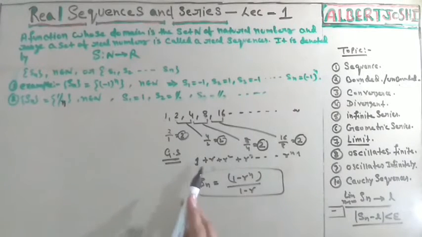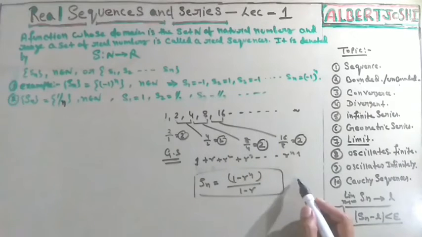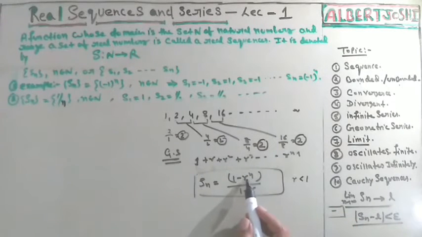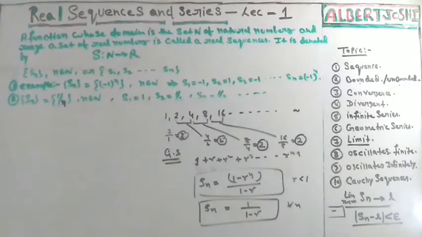So if this n is converging to infinite, and r is less than 1, in this condition r to the power n will be 0. So you are getting, in this condition, Sn is equal to 1 upon 1 minus r. That is the sum of all terms for an infinite series.